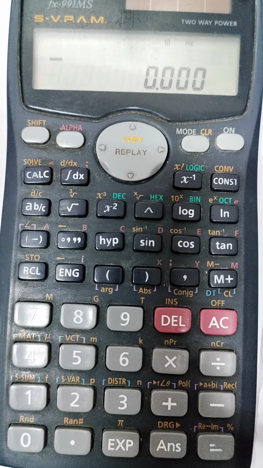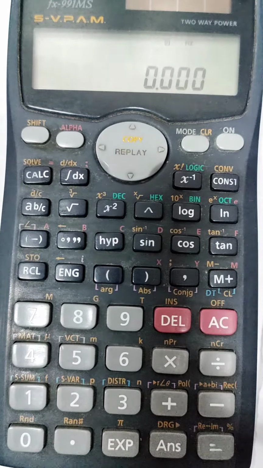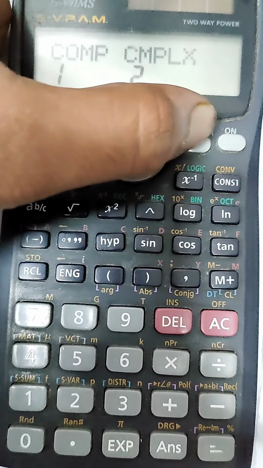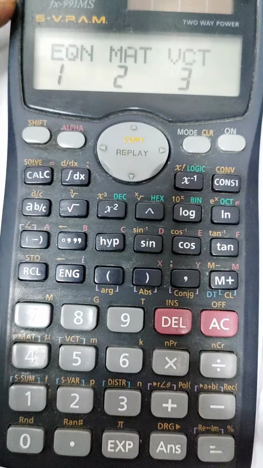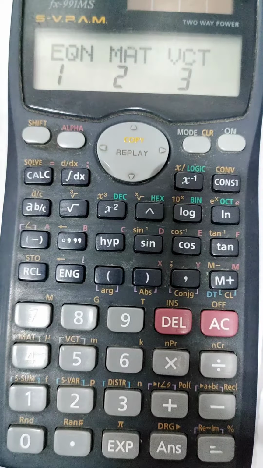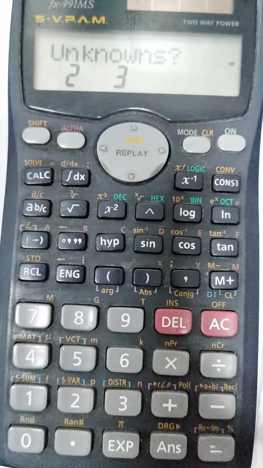Today we are going to learn how to solve 2 degree and 3 degree equations using the 991 MS calculator. To solve these equations, first of all we have to enter the equation mode. To do that, we click the mode button 3 times: 1, 2, 3. You can see here the equation mode, and to enter it we have to press 1. So we will press 1.